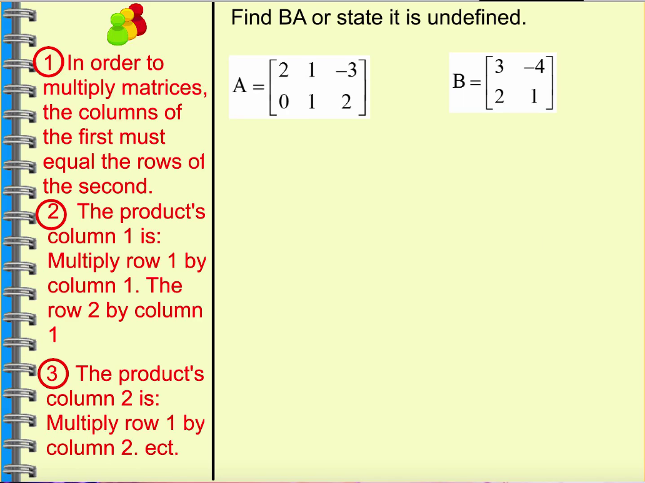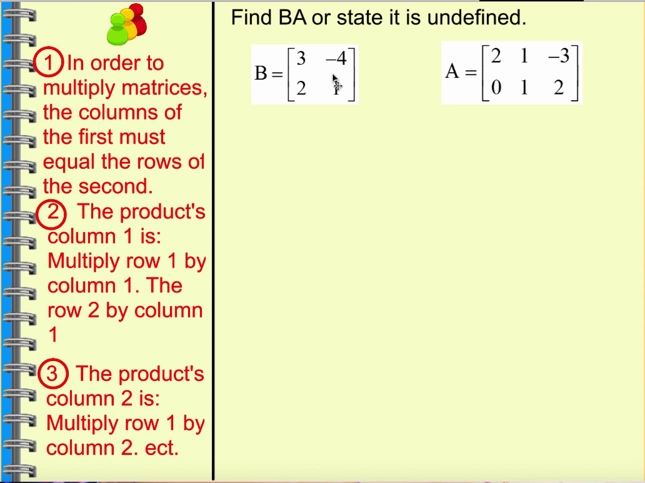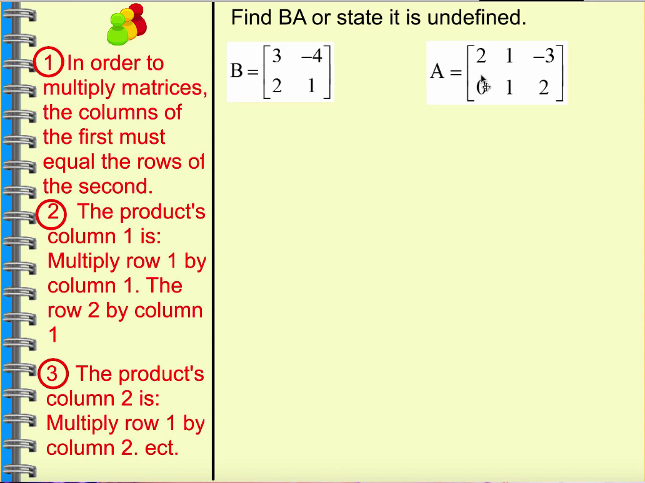All right, this is it, the last one. Here we go. This one asks us to find BA or state that it is undefined. Well, I am not going to get caught like last time. I'm going to switch these guys around. I know it's not as easy to do on a piece of paper, but here we go. And I am going to start by seeing if I can even multiply them at all.